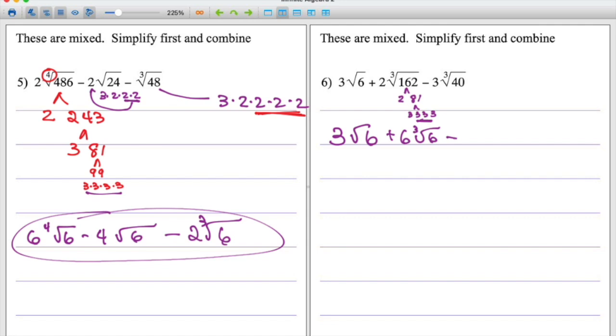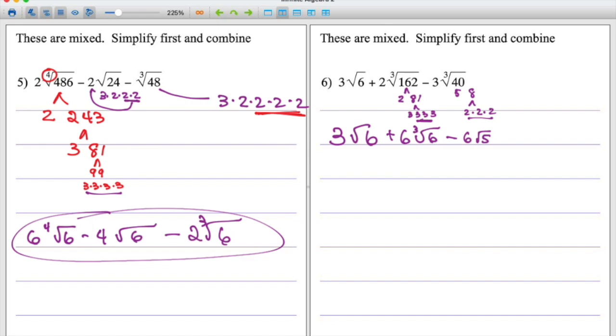40 is 5 and 8, and 8 was 2, 2, and 2. I'm taking out triples. So here's a triple. It comes out as a single and is combined with a 3, so that'll become 6. And I have my leftover 5 right there.